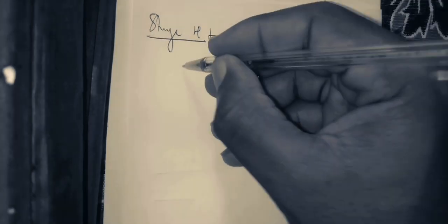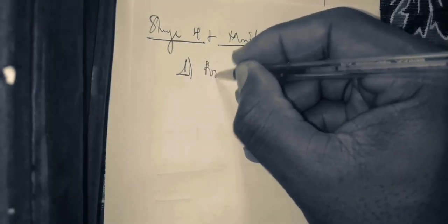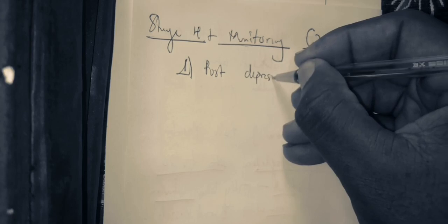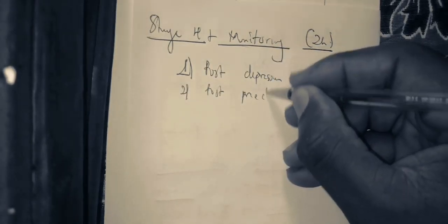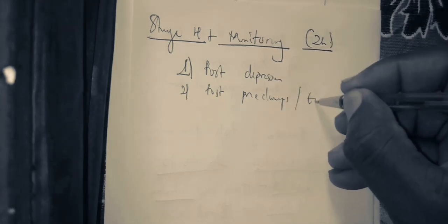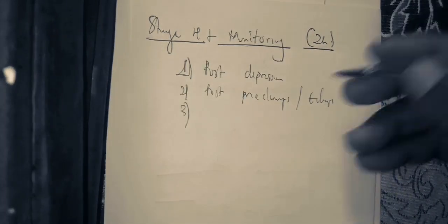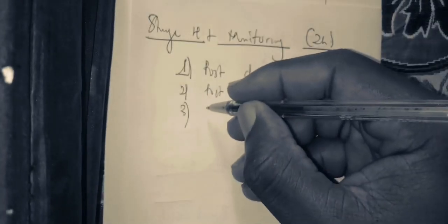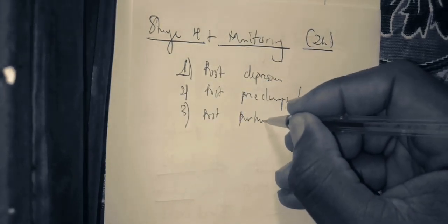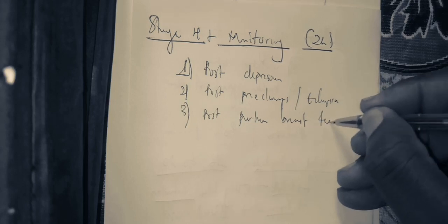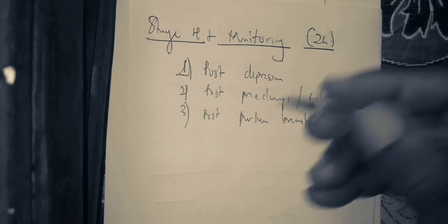Is it clear? What are the postpartum complications that you have? Number 1, you can have postpartum depression and postpartum psychosis. Number 2, you have postpartum preeclampsia and postpartum eclampsia. Is it clear? Number 3, you also have postpartum breastfeeding related complications. Is it clear? Like breast engorgement, mastitis, and cracked nipples.